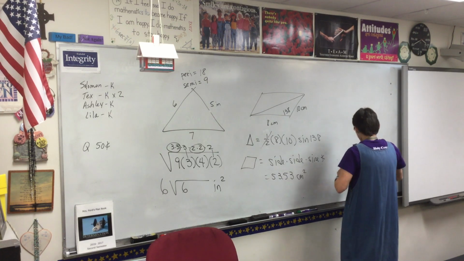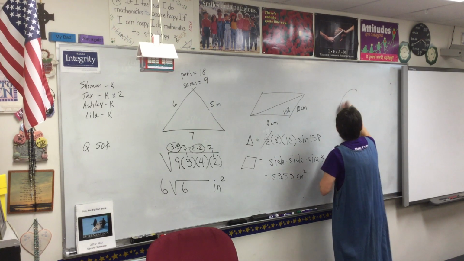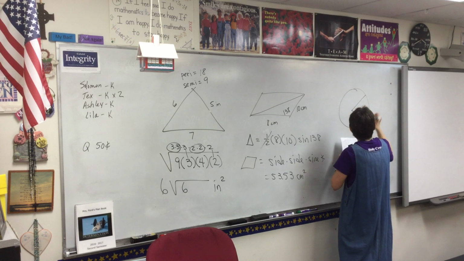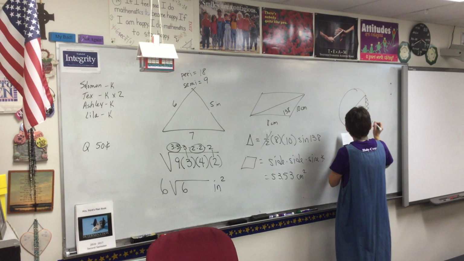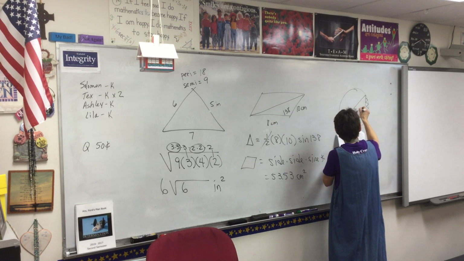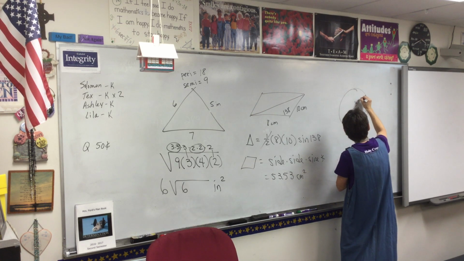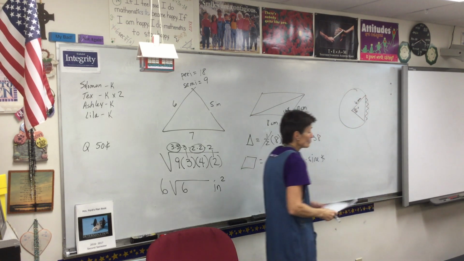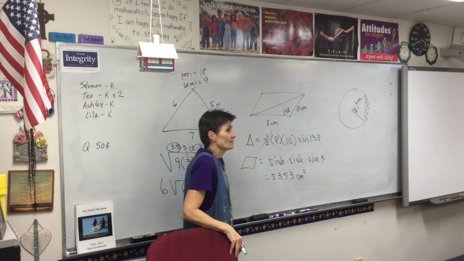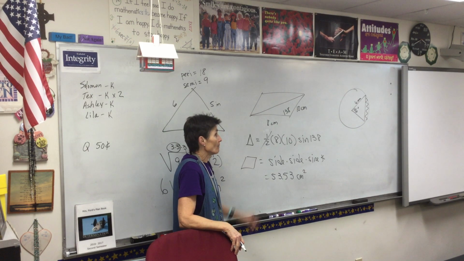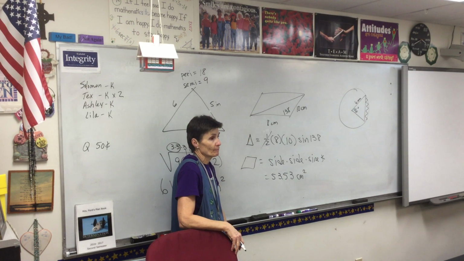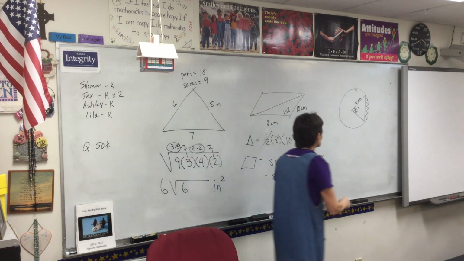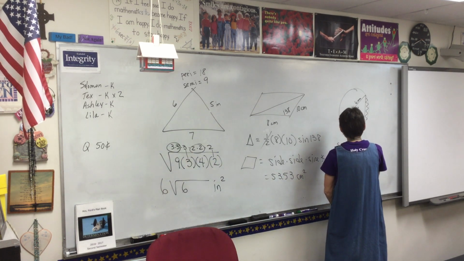All right, now we've got a problem where we have to find the area of the segment, this right here. We know that's 96 and this is 6 millimeters. What's our strategy to find the area of the shaded section? Brendan? Find the area of the sector. So we'll find the area of the sector.